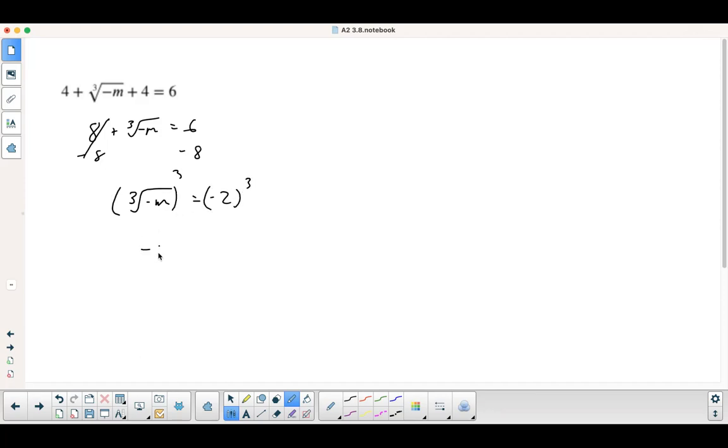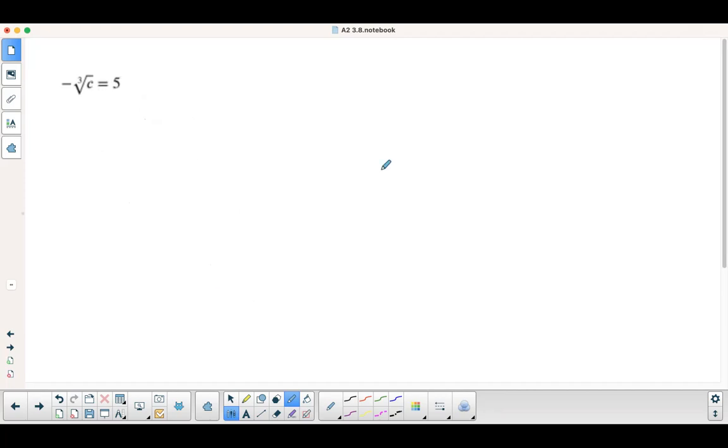Cube both sides. And then at the end, you got to divide by negative 1 because we want m, we don't want negative m. We could cube both sides, just make sure you cube the negative. I think it's probably easier just to divide by negative 1, though. I get negative 125 right there.